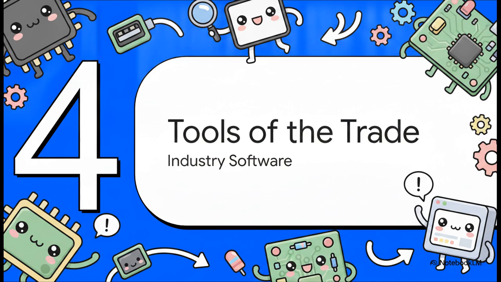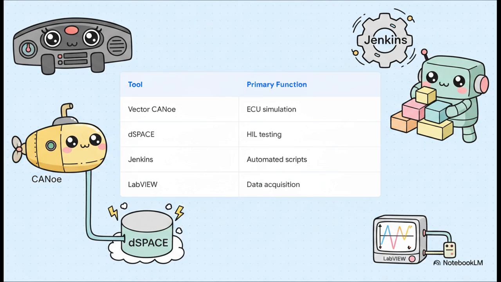Next up, Section 4, Tools of the Trade. To actually pull off all these complex protocols, the industry relies on a suite of really modern powerhouse solutions. Vector CANoe is pretty much the go-to for simulating and analyzing automotive ECU networks. Then you have dSPACE, which is an absolute necessity for that hardware-in-the-loop simulation we were geeking out over earlier. For continuous integration and for running automated test scripts around the clock, engineers rely heavily on Jenkins. And for automated hardware data acquisition, LabVIEW just remains a total industry standard.